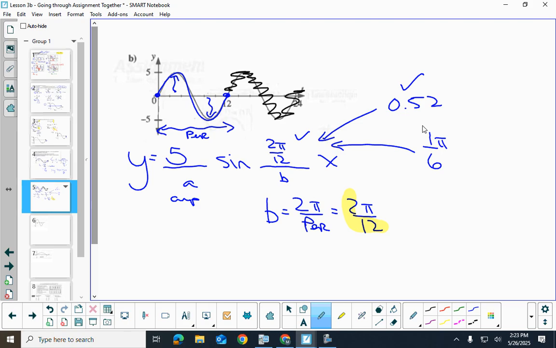Most 30-2s write 0.52. They punch it into their calculator, which I'm fine with. That's what most of the diplomas are. Now, the most obvious mistake kids make is they use the 24. They use the entire picture instead of just using one pattern.